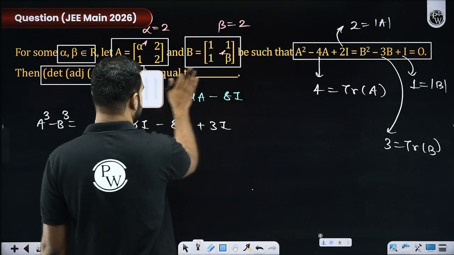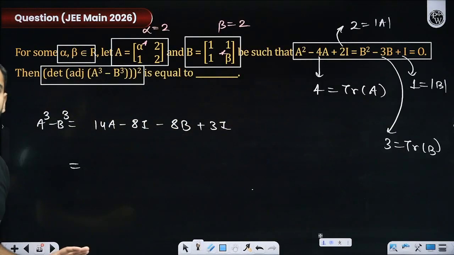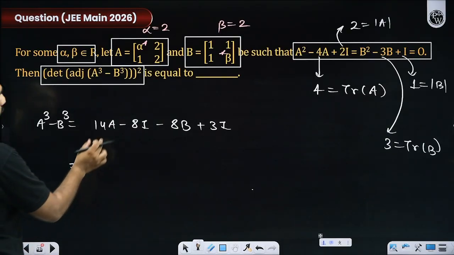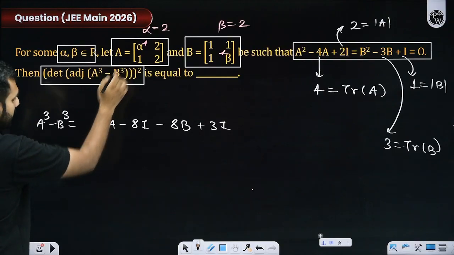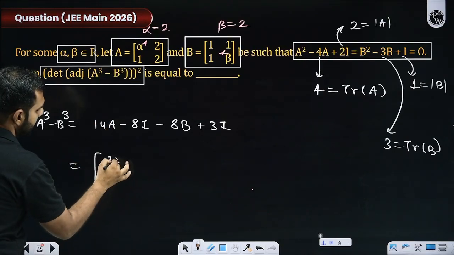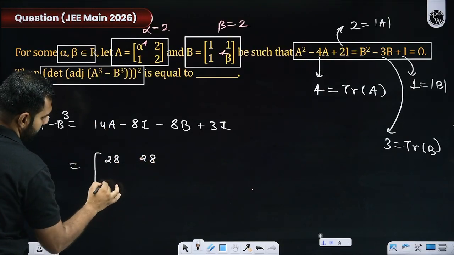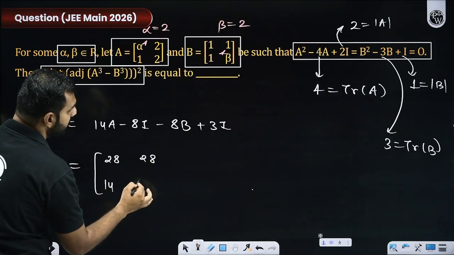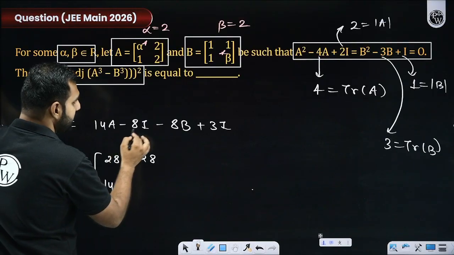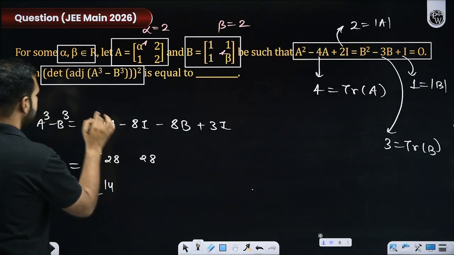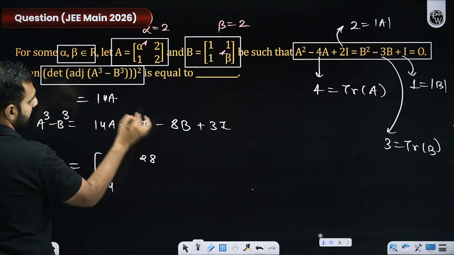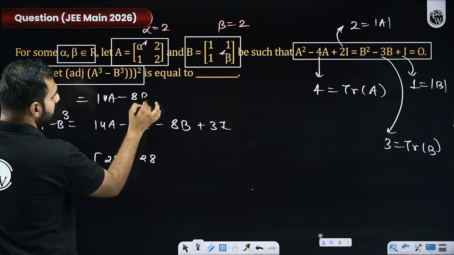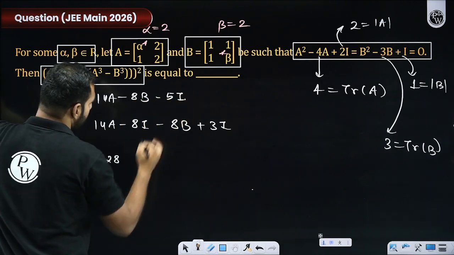Yes or no, all the participants? Everybody getting this comfortably now? Yes, great. Everyone with me now? So this gives you what? 14a. 14 into this, 14 into 2, 28, that is also 28, that is 14, and that is again minus 8i plus 3i. Can I directly write it as 14a minus 8b minus 5i? Are you comfortable with that?